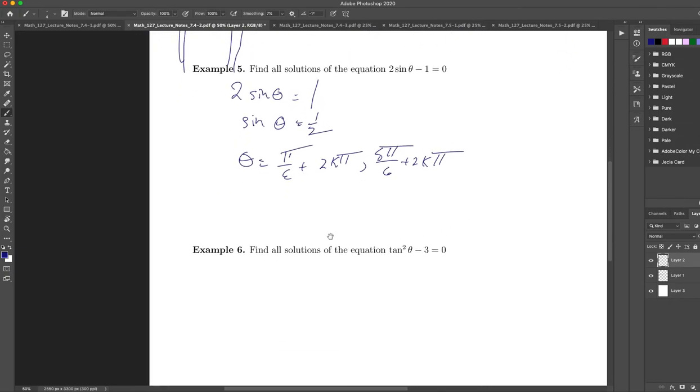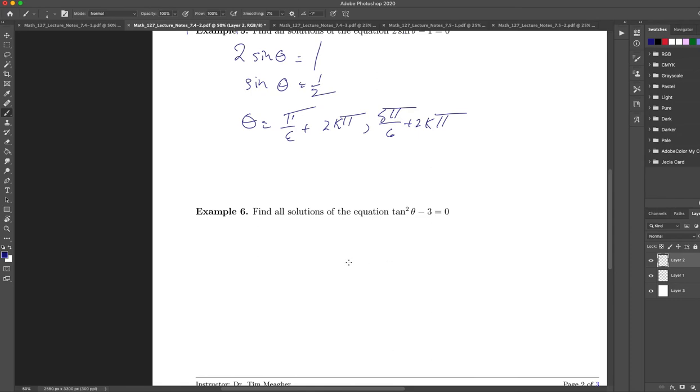So let's find all the solutions. Let's do this one. This one gets a little bit more complicated. So here we'll have tangent squared theta equals 3, or the tangent of theta equals plus or minus square root 3. And then here, if I take the inverse tangent, I'll get 2 different answers.